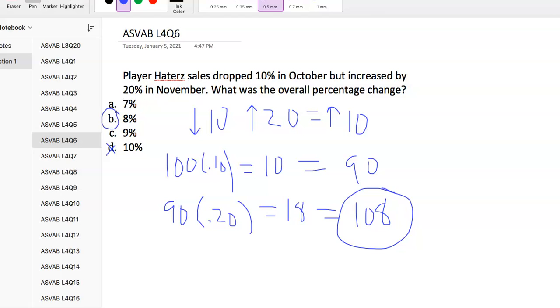Okay, so that's really what you want to be familiar with: when some numbers go down and then they go up, you don't want to just do this lazy math that ends up being incorrect, right? You got to pick a number that's easy to work with. 100 is usually a great choice. Plug the stuff in and see what happens.